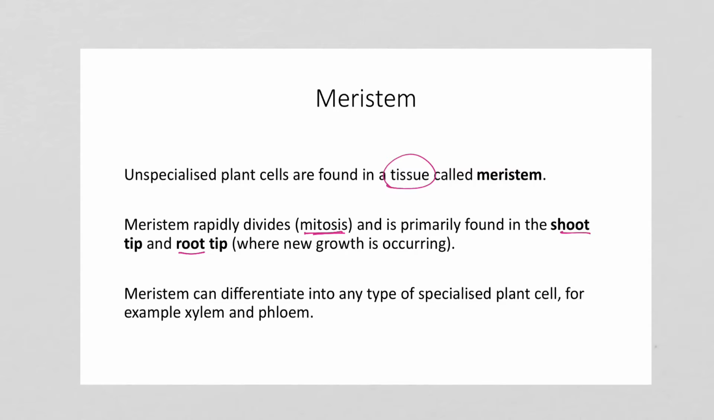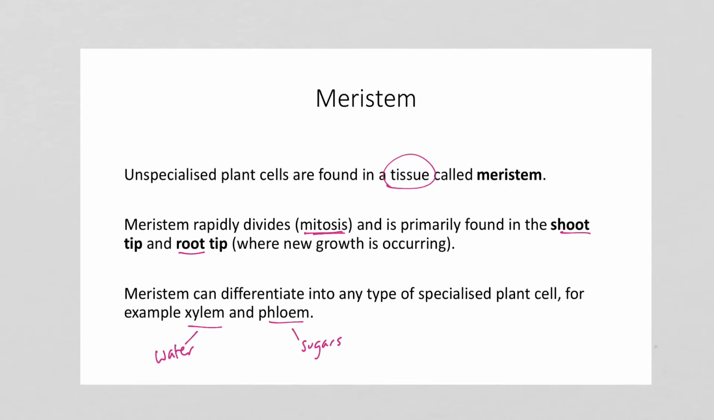That meristem can differentiate into any specialized plant cell. So for example, xylem, phloem, root hair cells, etc. And the xylem and the phloem, as we saw, are the transport tissues of the plant. The xylem transports water, and the phloem transports sugars. So water and the mineral ions that are dissolved in them, and the sugars. So as the plant grows, it's going to need more xylem to get the water to where it needs to go, and it's going to need more phloem to move the sugars around where it needs to grow.